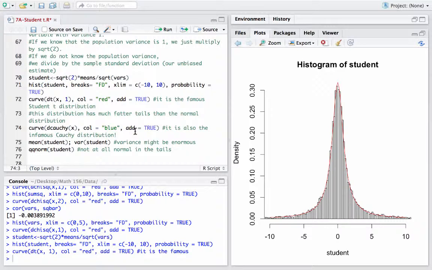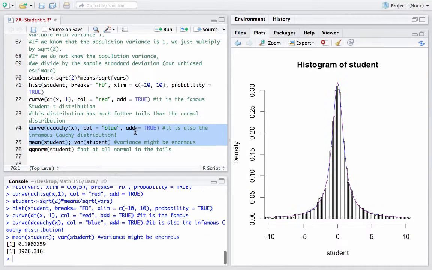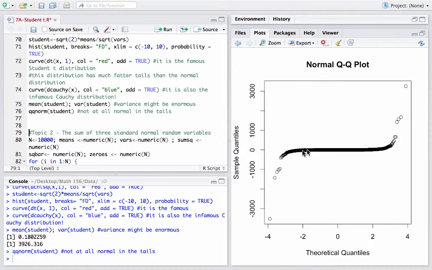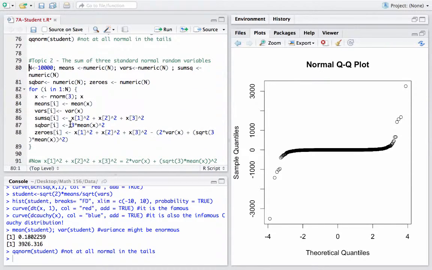Very interesting distribution. It's cool that such a simple distribution can have such pathological behavior. And sure enough, if we compute the sample mean and the sample variance, the mean we get something very close to 0, and the variance we get something wildly large. And if you look at the QQ plot, you'll see that far from 0, the distribution is highly non-normal. So now we can do the same thing, except we're adding 3 random normal variables.